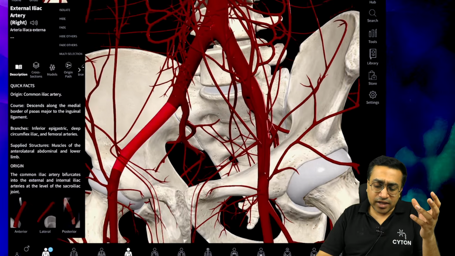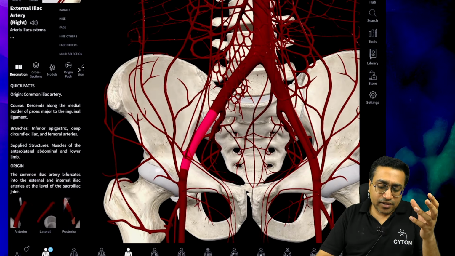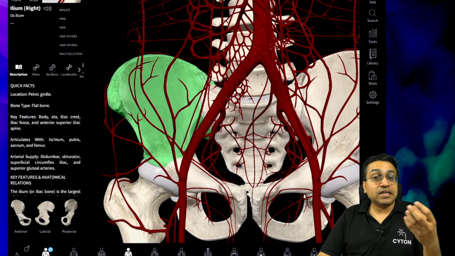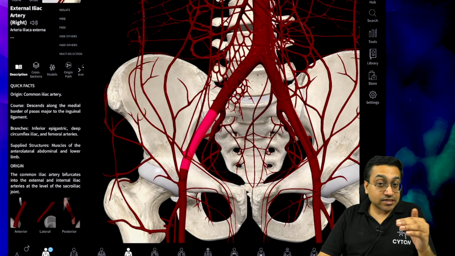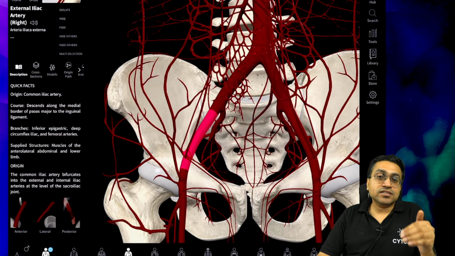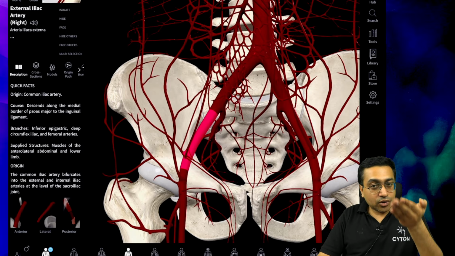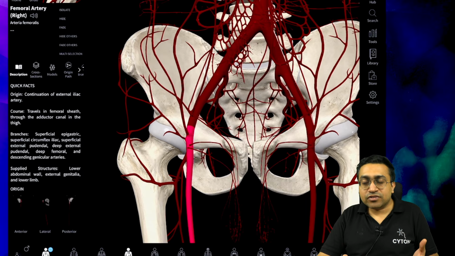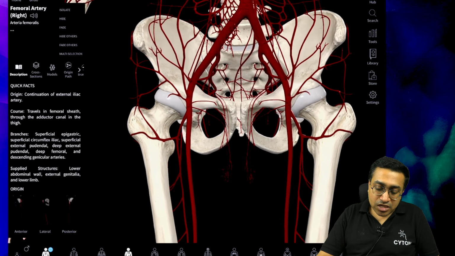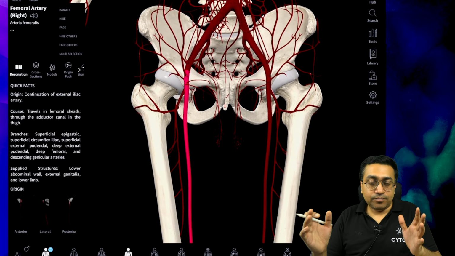Okay, then talking about the external iliac. As the name suggests, the word iliac is taken from the ilium bone. So the external iliac is the one which is going outside, and you can see it is further continuing into the major vessel for the lower limb, that is the femoral artery. Okay, so femoral artery on either side.